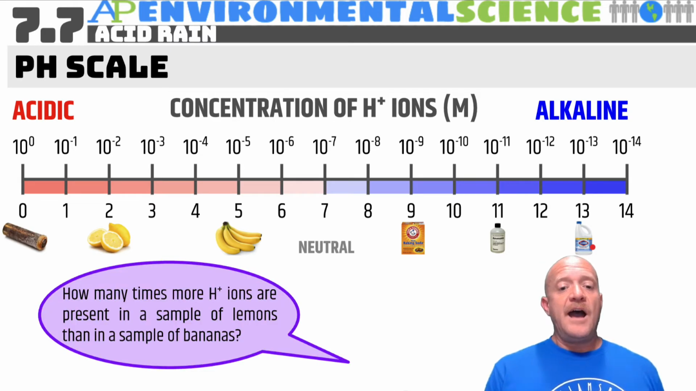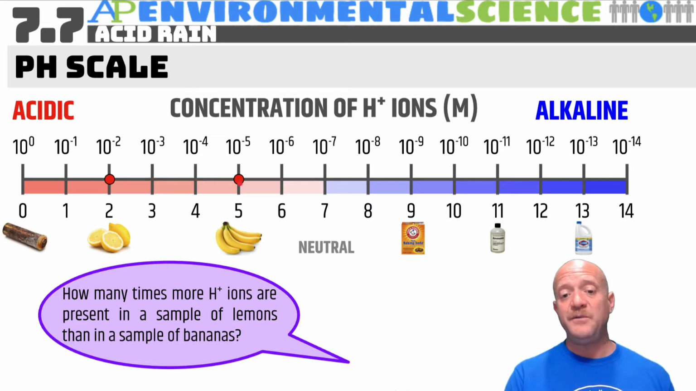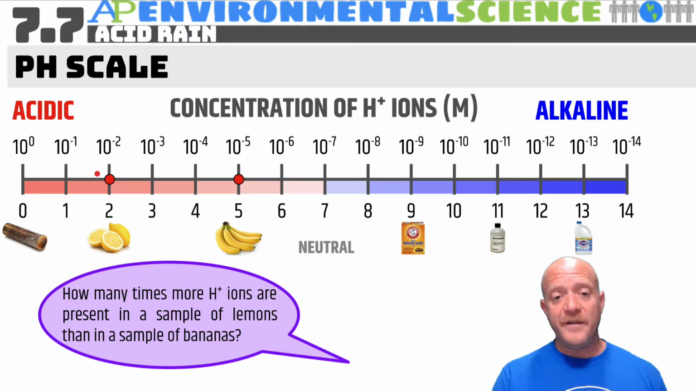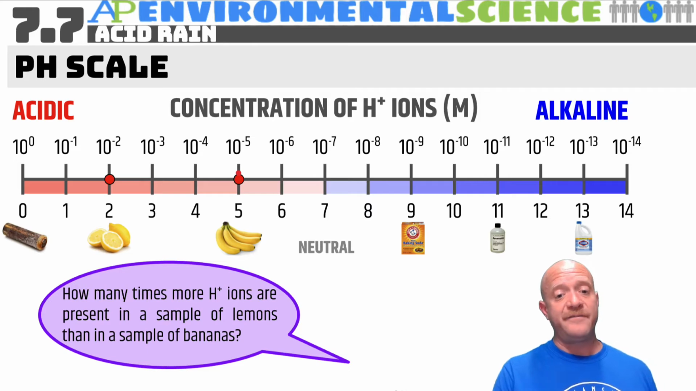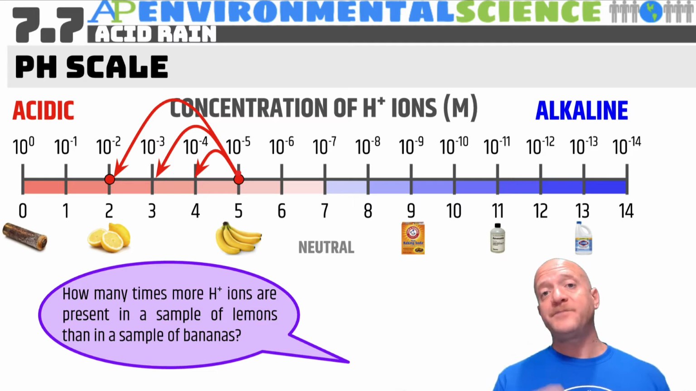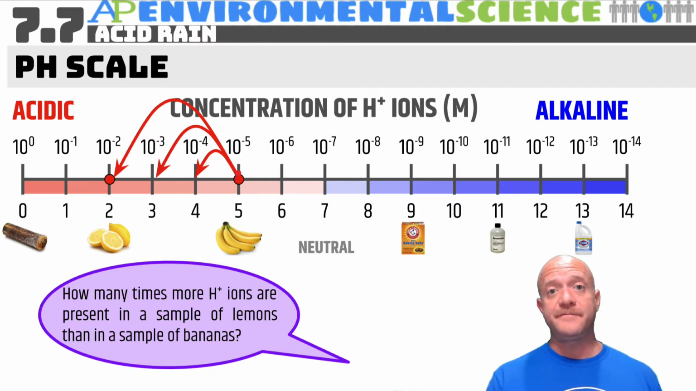Now, how many times more H plus ions are present in a sample of lemons than in a sample of bananas? So what you do if you get a question like this, you basically make two little notches, and you start with pH 5. And when I'm going this way, I have more H plus. When I go this way, I have less H plus. So if I'm starting at 5, I will move, that is 10 times, that is 100 times, that is 1,000 times more H plus ions in a sample of lemons than in a sample of bananas.